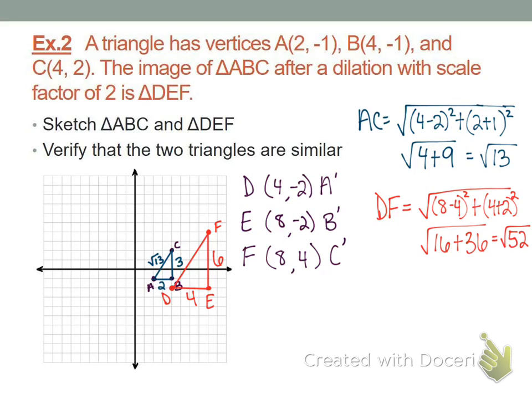It is 2 root 13. You could break this into 4 times 13, 2 and 2. So the length of DF is 2 root 13.